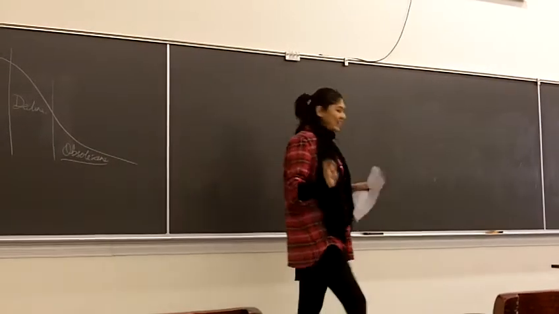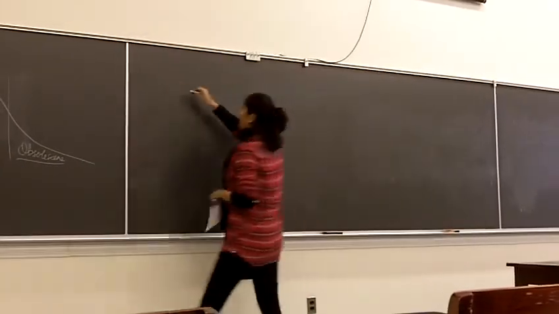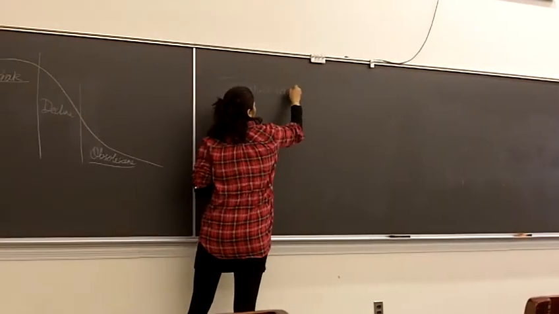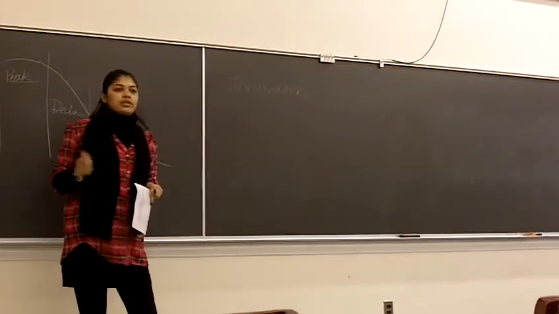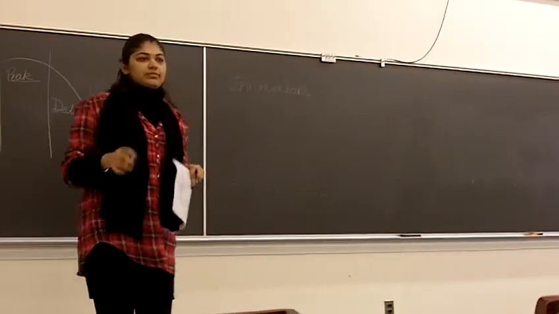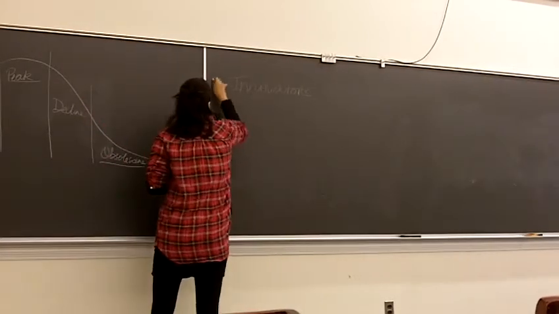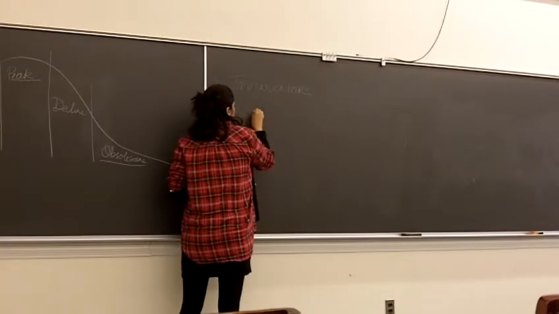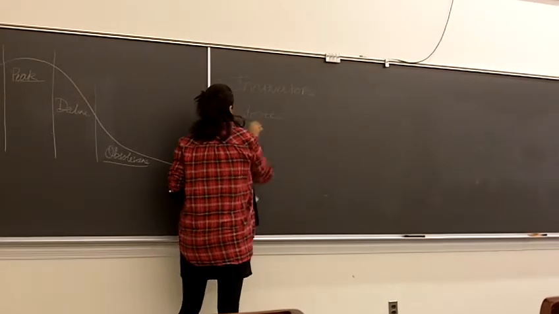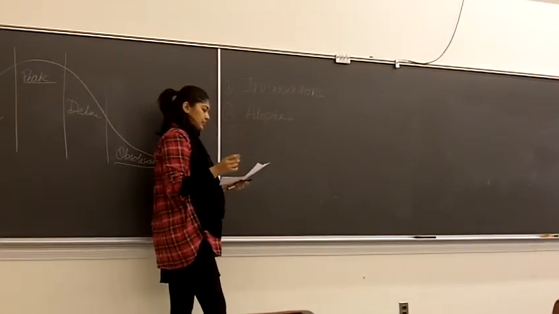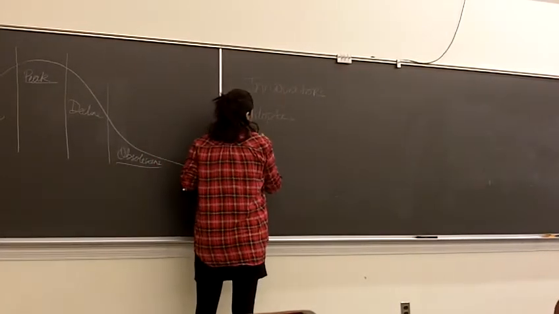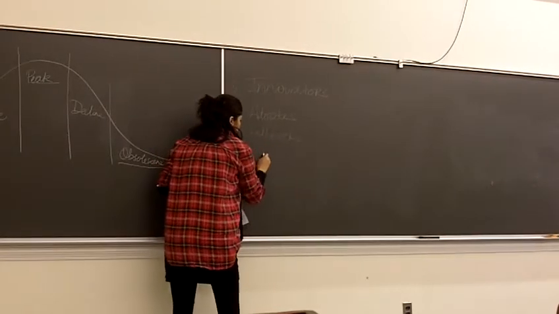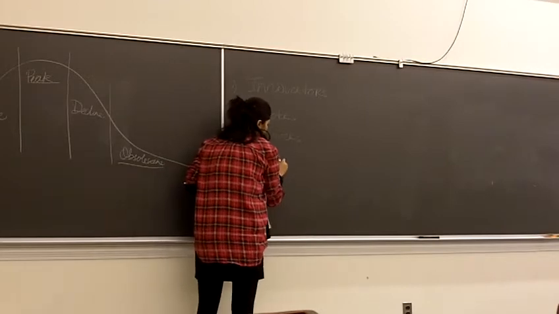Okay, we'll go over it once again. One more time. Innovators are the consumers who are the first ones to adopt a style when it comes in. Second set of consumers are the adopters. The third would be the followers. And the 4th would be the laggards, or the late followers.